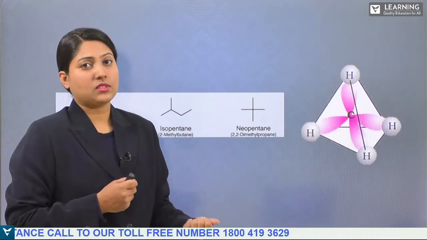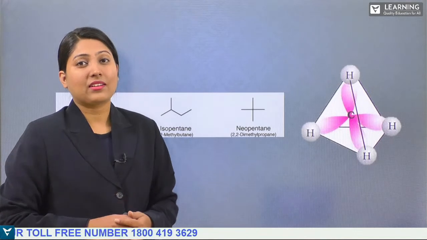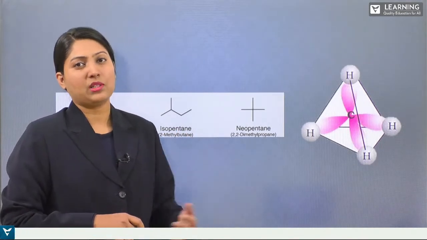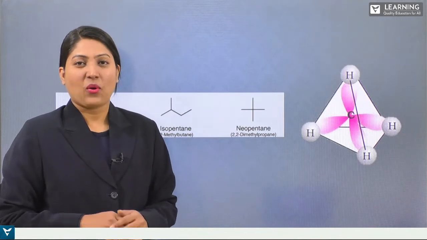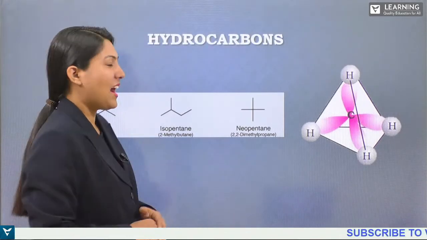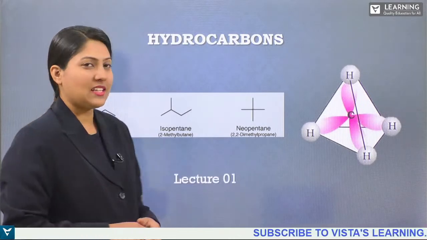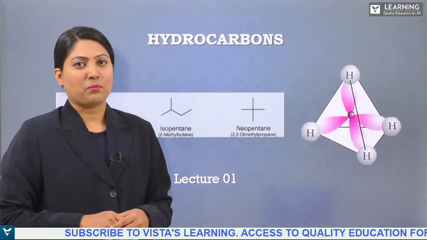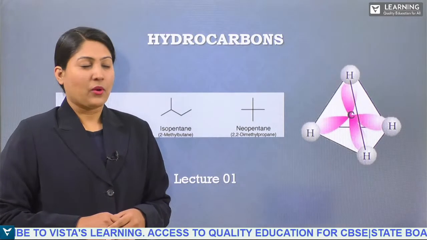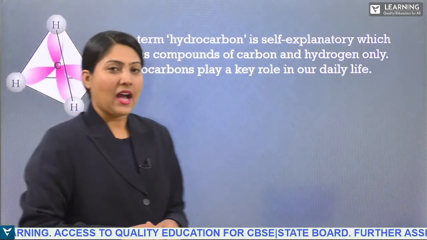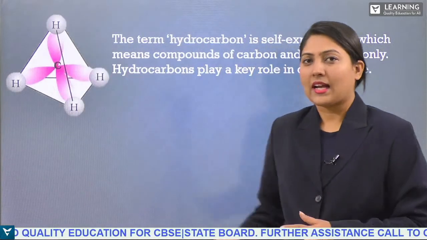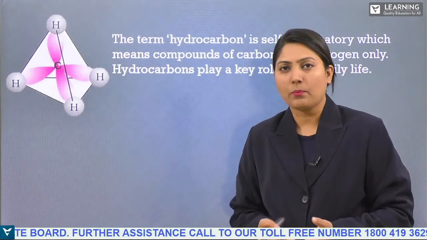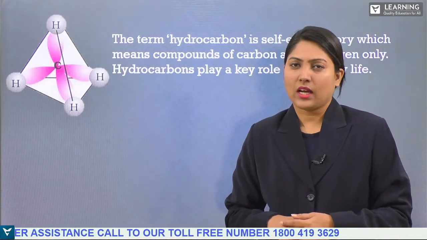How many compounds are there? How we categorize these, what the classifications are, and what their uses and preparations are, we'll study in detail. What's the chapter name? That is hydrocarbons. This is our first lecture class of hydrocarbons, and we'll get into the introduction part. What do you mean by hydrocarbons, students? Hydro means hydrogen, and carbon. Hydrogen and carbon combining together to form a compound is called a hydrocarbon.